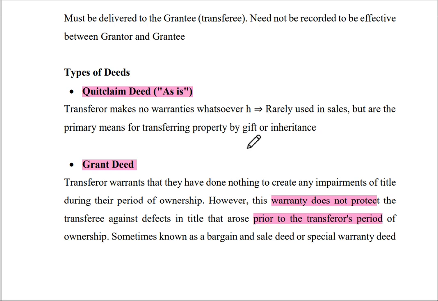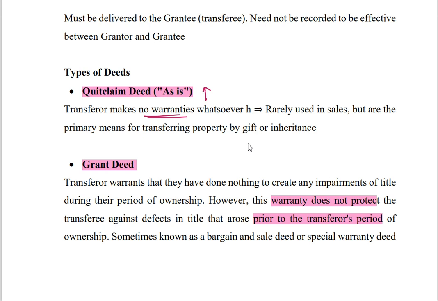So, what are the types of deeds? There could be something called a quitclaim deed, or as-is deed, wherein the owner transfers a property to a grantee without giving any warranties. No warranties are transferred. He's saying that I'm transferring this property as is, with all faults.